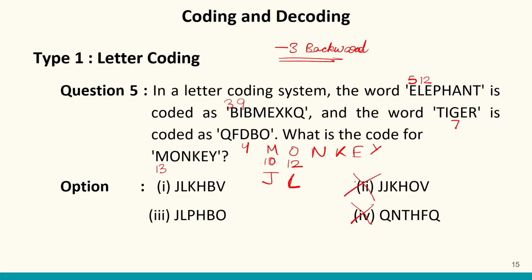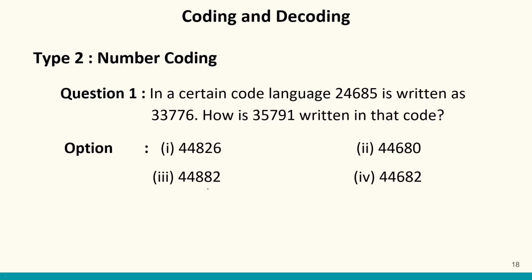This is an elimination approach which we talked about in the previous classes, which makes our answer finding very easy for us. N is coded as 14. Right? So we have to find the code for 11. 11 is coded as K. So our answer will be option number 1, JLKHBV.